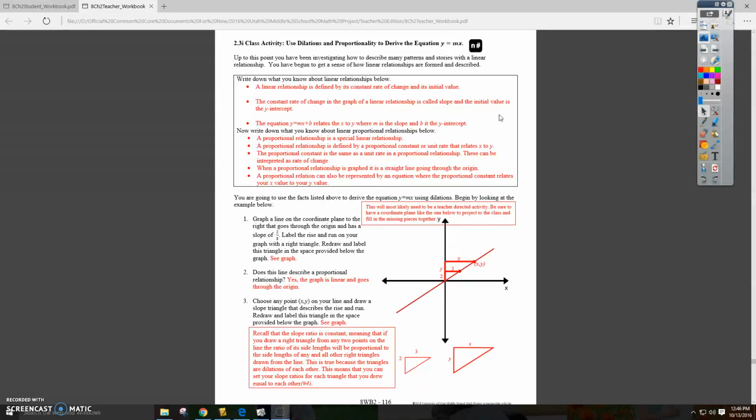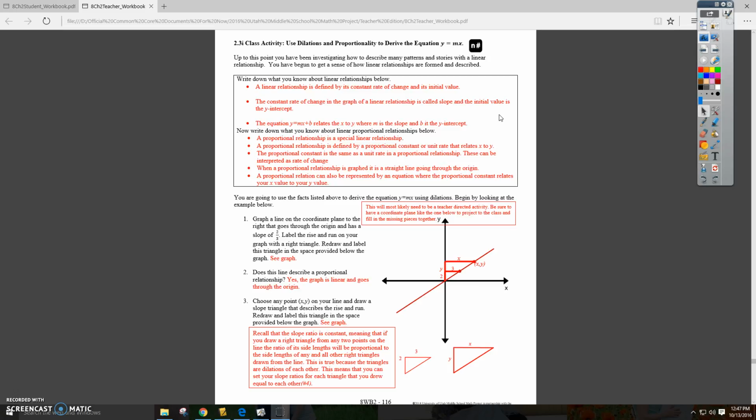Number two, a proportional relationship is defined by a proportional constant, or a unit rate. Remember, that's when we do the y divided by x, and it's the same all the way down the table. That's that proportional constant. Or you can do a unit rate like $6.25 for 5 pounds becomes $1.25 per pound. Number three, the proportional constant is the same as a unit rate in a proportional relationship. So those two are the same things when we have a proportional relationship.